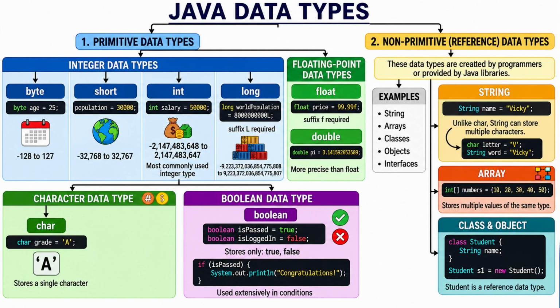The size of byte is 1 byte, short is 2 bytes, int is 4 bytes, and long is 8 bytes. So byte stores small values, short stores slightly larger values, int is the most commonly used integer type, and long is used for very large numbers.